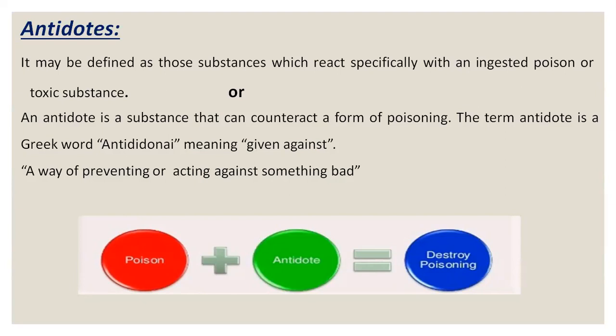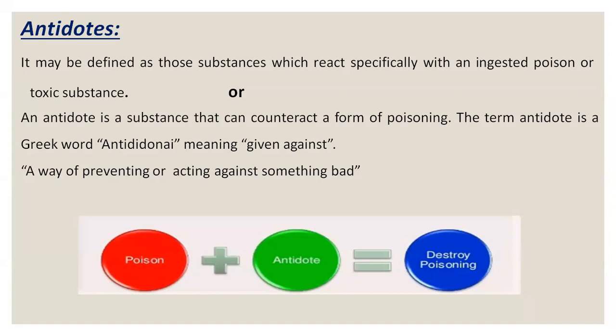Those are the agents used, that is called an antidote. An antidote is a substance that can counteract a form of poisoning. Very simple. Keep in mind what an antidote is: agents used for the treatment of the poison as well as to remove the poison from your body. Those agents are nothing but the antidotes.